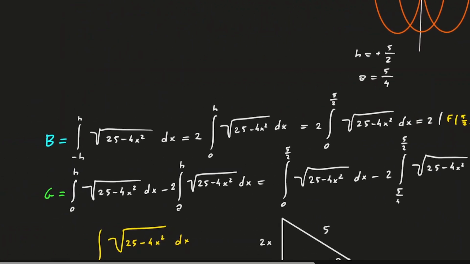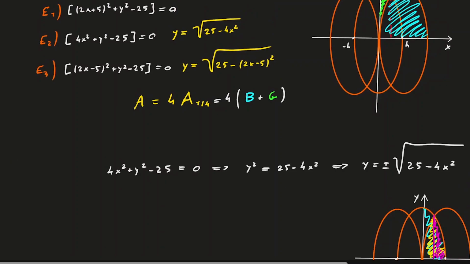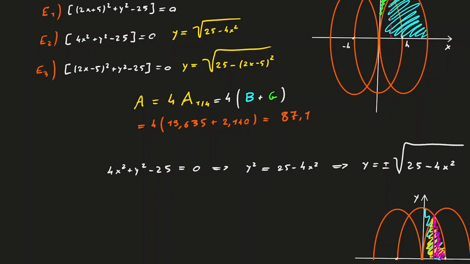Now we have the area of the blue region and the area of the green region, so we can finally get back to our area of the pumpkin, and this equals 4 times the area of the blue region, that is 19.635, plus 2.140, and this equals 87.1, and we are done. This is the area of our pumpkin.